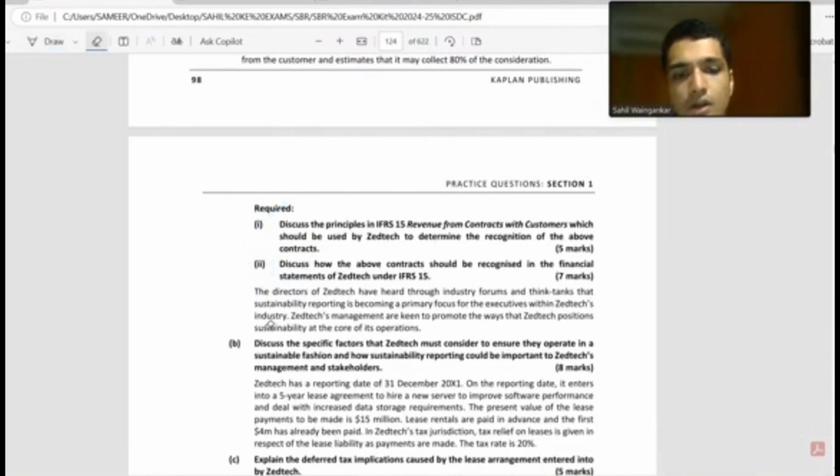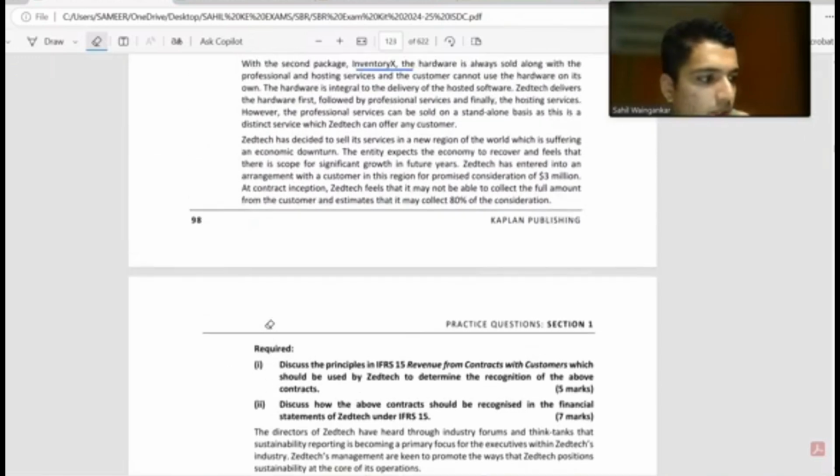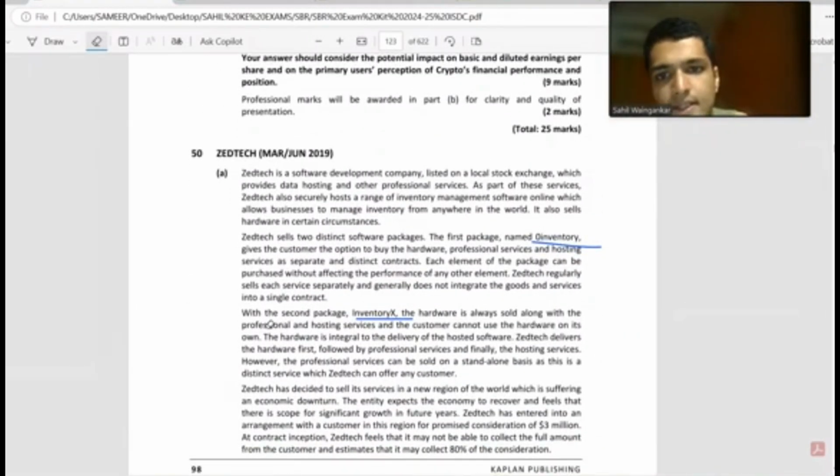Discuss how the above contract should be recognized in financial statements of Zedtech under IFRS 15. तो इन्वेंट्री एक्स और इन्वेंट्री जीरो इसके लिए देखते हैं. Zedtech sells two distinct software packages.